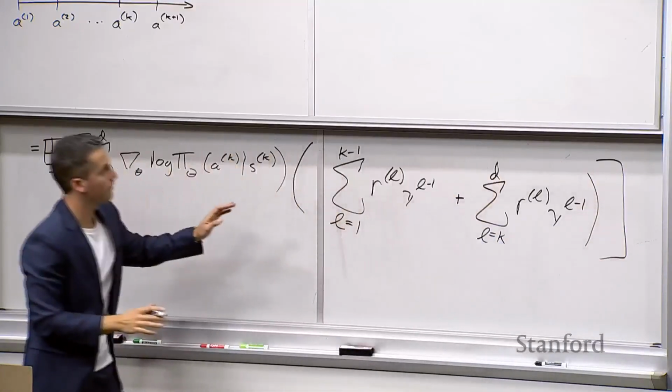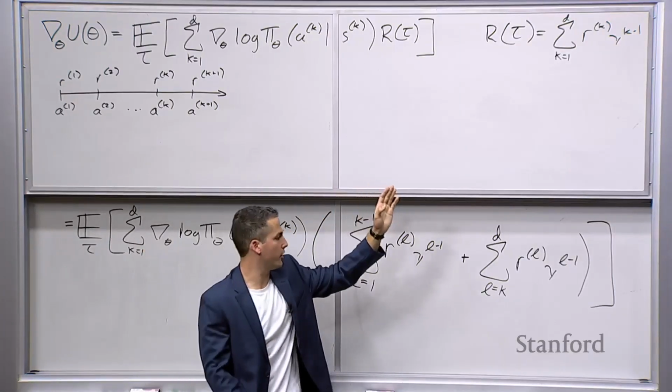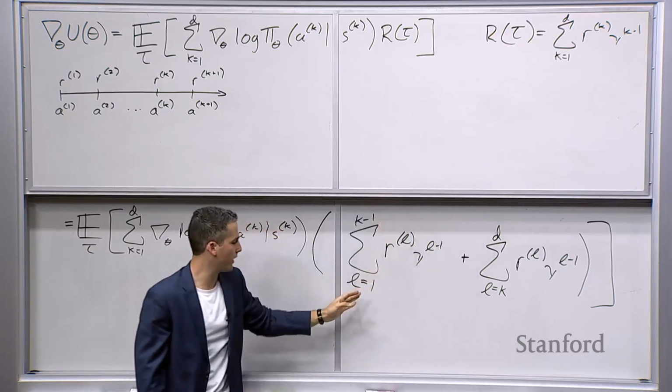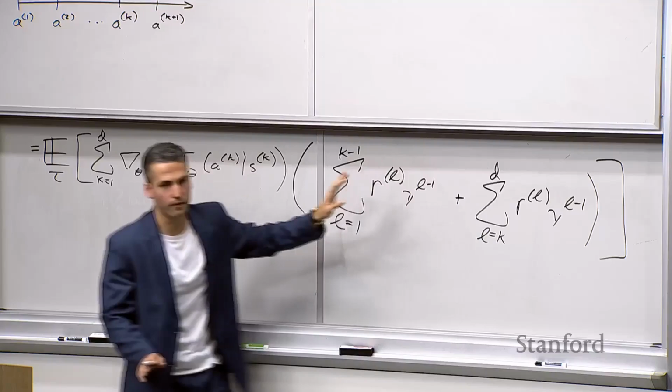Okay, so all we've done is we took R of tau, we wrote out the expression for R of tau as that summation, and then we just split up that summation from k equals 1 to d. Now we're going L equals 1 to k minus 1 and L equals k to d. Okay, that's all we've done.